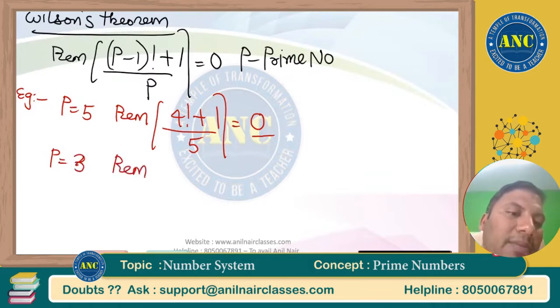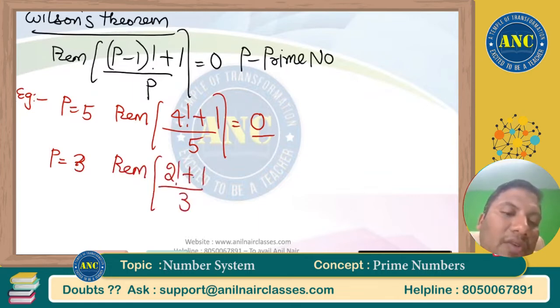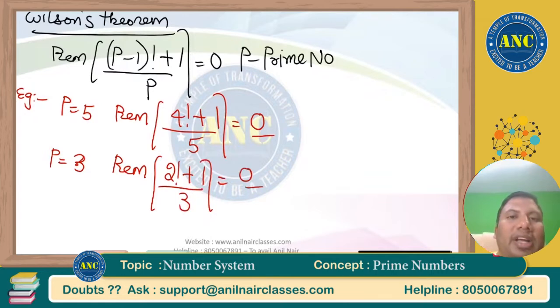If P value is 3, this will become 3 minus 1 factorial, 2 factorial plus 1 when divided by 3. Again the remainder is 0. I hope it is clear, right? (P minus 1) factorial plus 1 when divided by P, remainder is always 0, as long as P is a prime number.